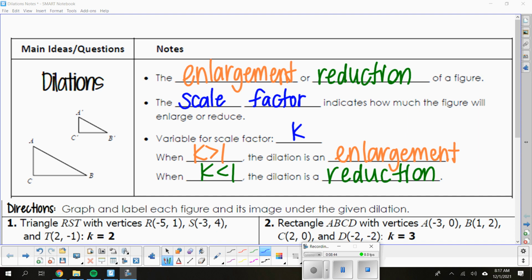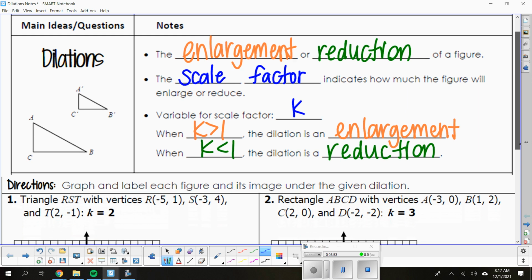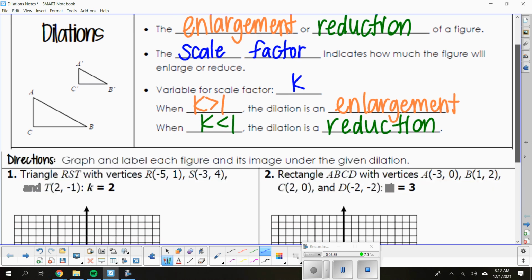Don't just assume that every fraction you see is a reduction, because 5 over 2 is actually 2.5, so that would be an enlargement. So don't just assume, oh, it's a fraction, it's getting smaller. Make sure you know what that fraction is.